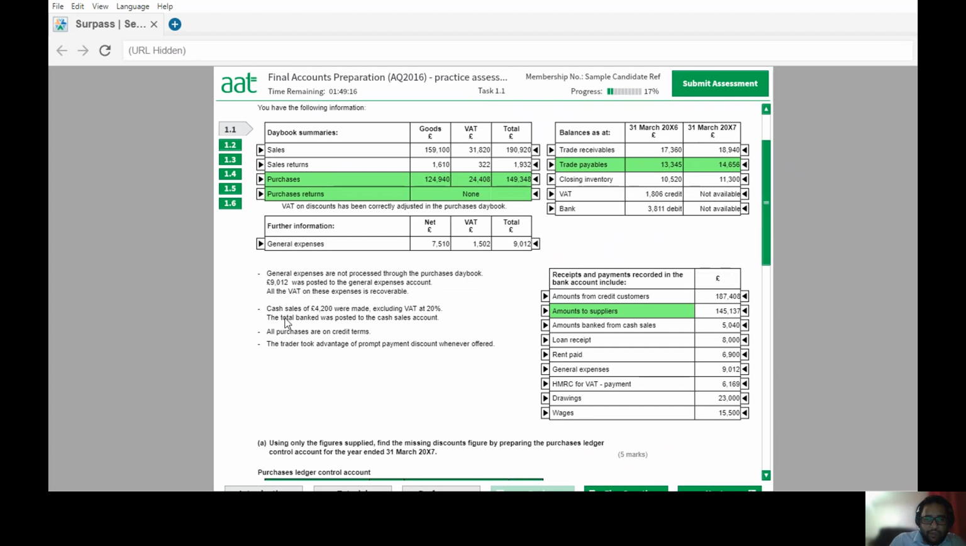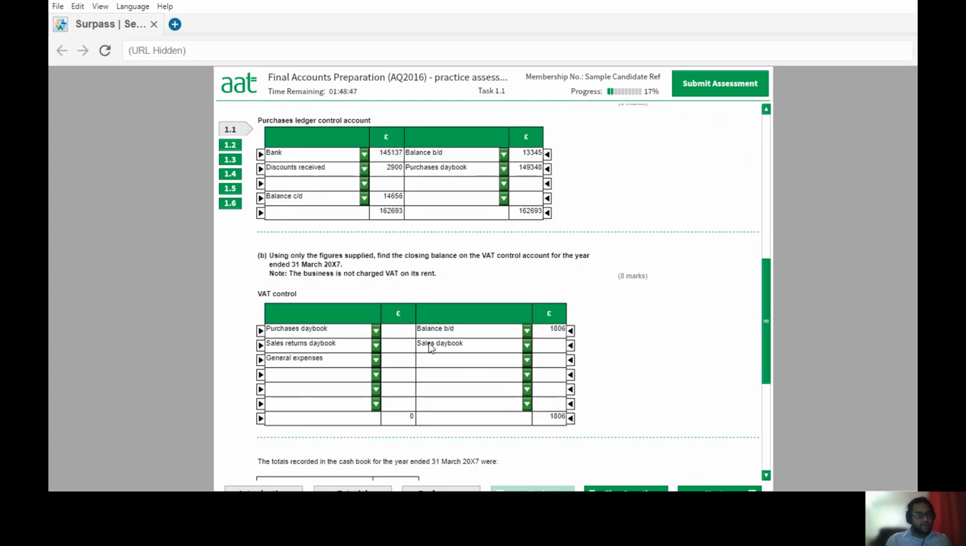Also notice here, cash sales of £4,200 excluding VAT. If you look at that here, the amount banked from cash sales is 5,040. So this is the net of that amount, and the VAT is the difference between those two. That's £840, which also needs to be recorded on the credit side of my VAT control account, because this is your entry for your credit transactions, and this is your cash sales transactions. So that amount we have to enter here on this table.